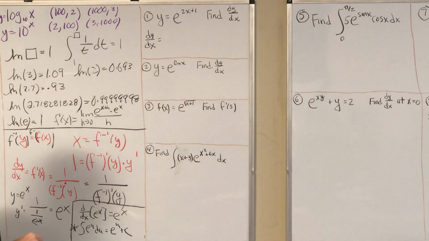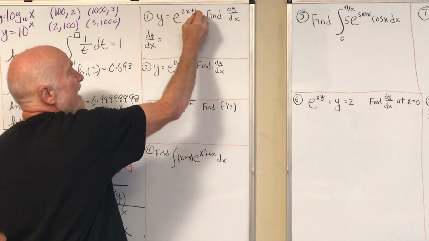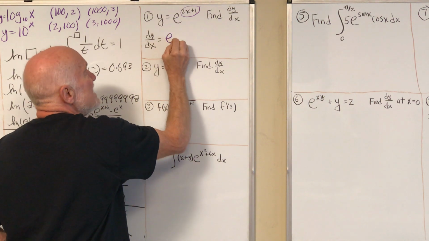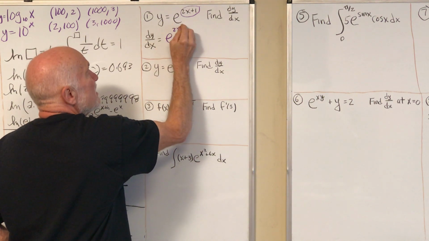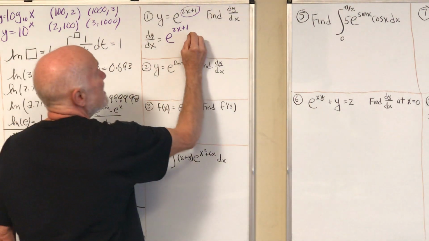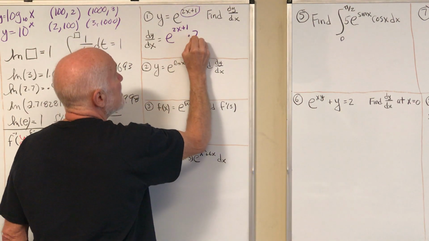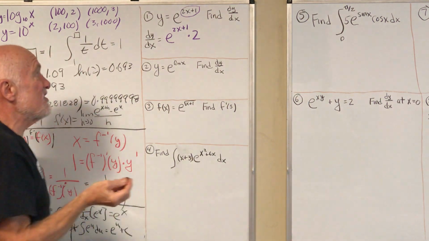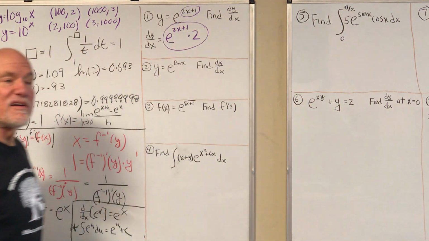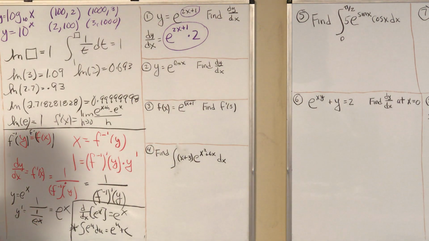What is it going to be? Well, the derivative of e to the x is e to the x. But that's not x, so I have to do the chain rule. So the derivative is e to the g of x times g prime of x. And g prime of x is just 2. That's it. Use the new formula, which is a real easy one to remember, and never forget the chain rule.